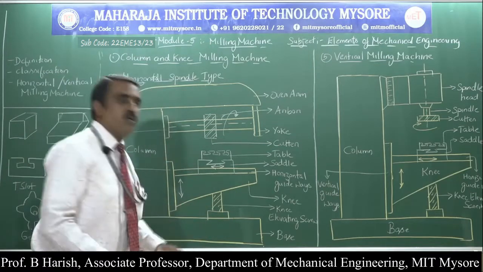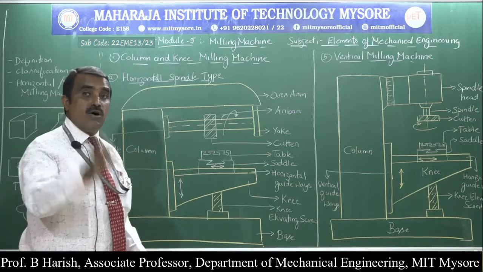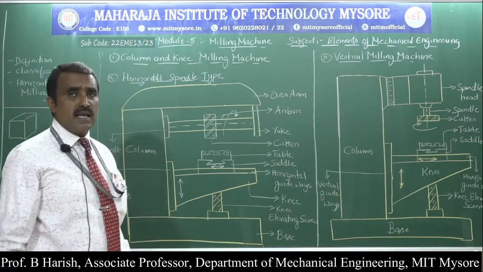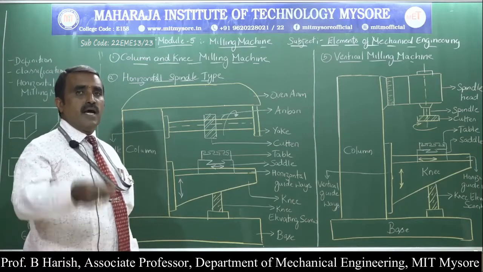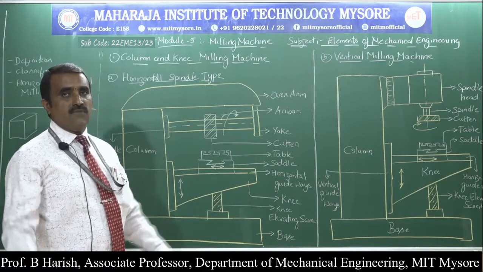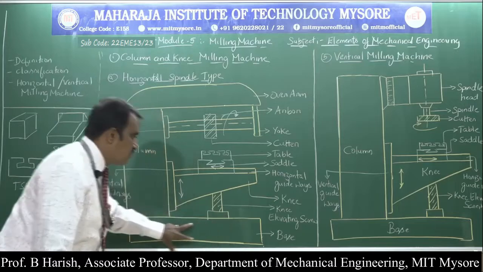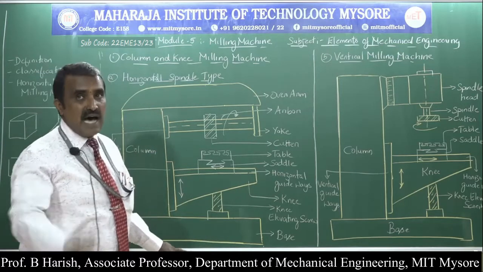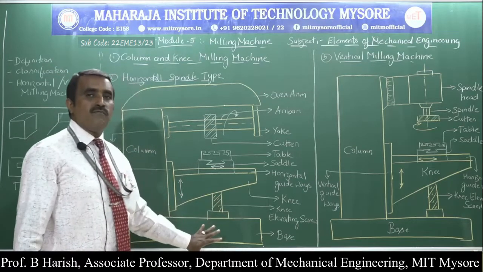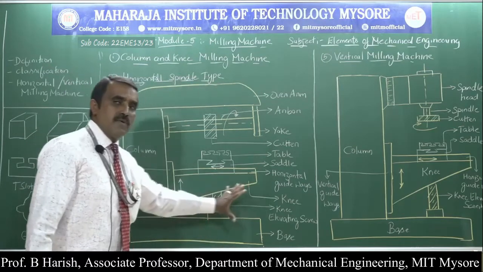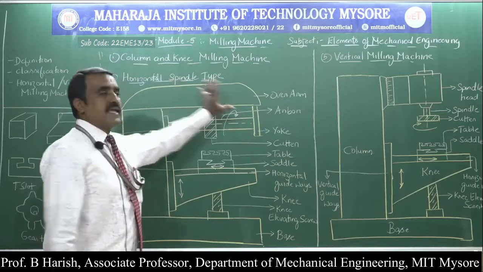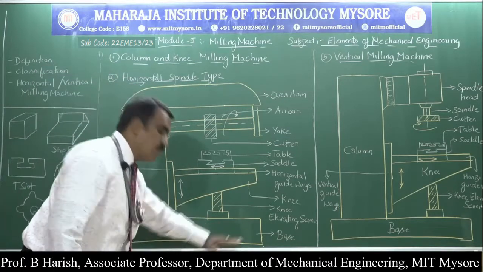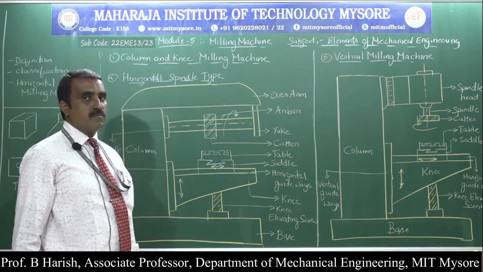Since it is supporting and holding the entire machine, it should be strong enough. So generally it is a casted part. Casting is a mechanical process where metal is heated and poured into a cavity in order to get the required shape. So the base will be a casted part made up of cast iron. It will be strong enough to take the weight of the entire machine and support it. That is the function of the base, the bottommost part of a horizontal milling machine.